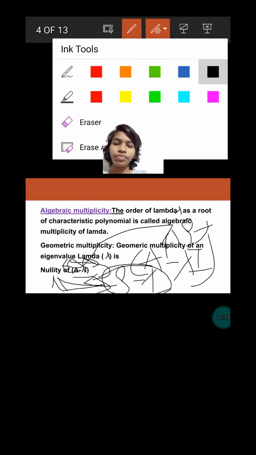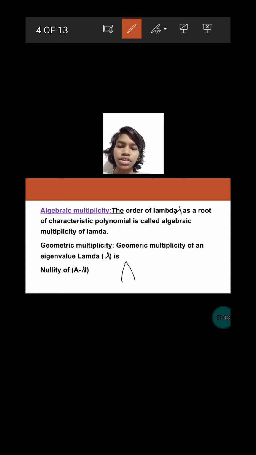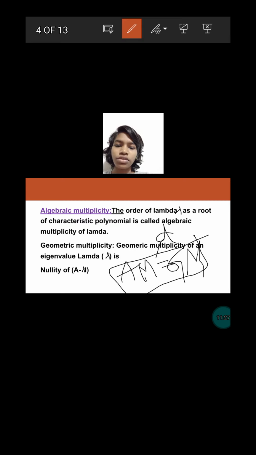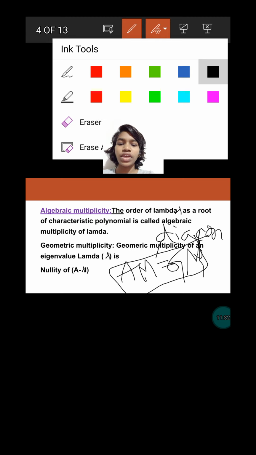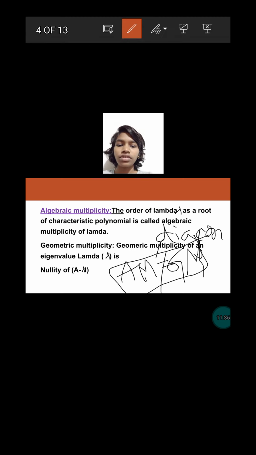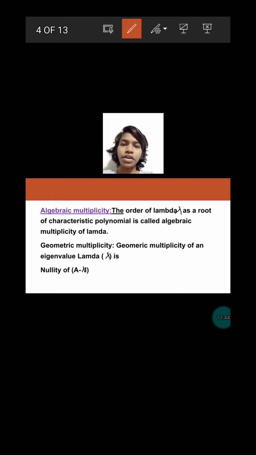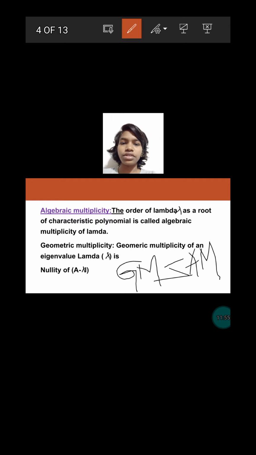If algebraic multiplicity and geometric multiplicity of an eigenvalue are equal, then the matrix is diagonalizable. If they are not equal, then it is not diagonalizable. The given matrix is not diagonalizable. Here we have to note a point: the geometric multiplicity is always less than or equal to algebraic multiplicity.